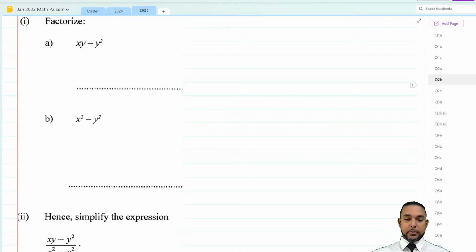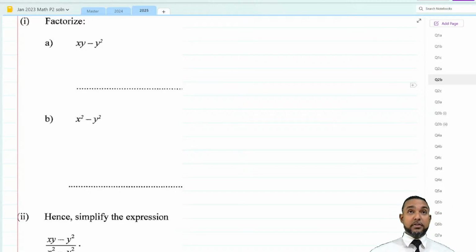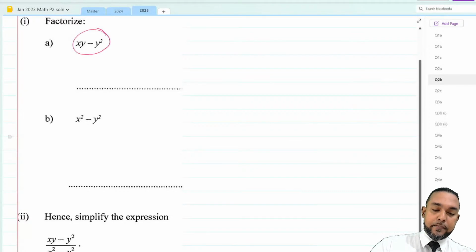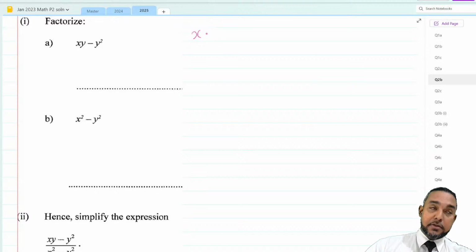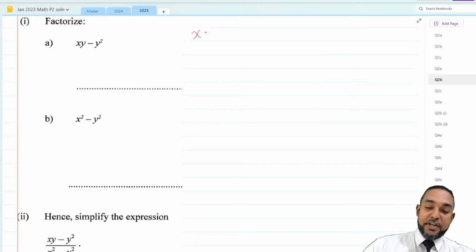Right. So when they say factorize, they mean express as a product of factors. So xy. Okay, let's do each one. xy is literally x by y. Would you agree? Right. So that's x. Yeah, x by y and y by x is the same thing. It's like 2 by 3 and 3 by 2 is the same thing, not so? Because multiplication is commutative. And y squared is y by y.